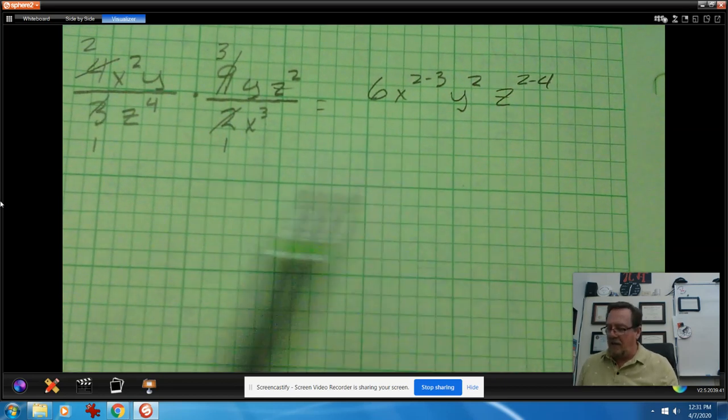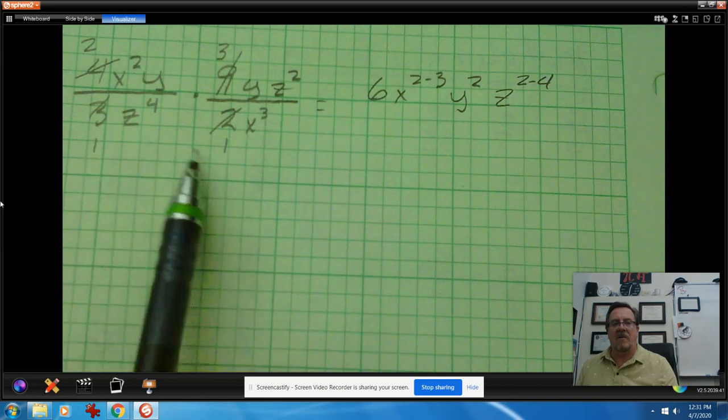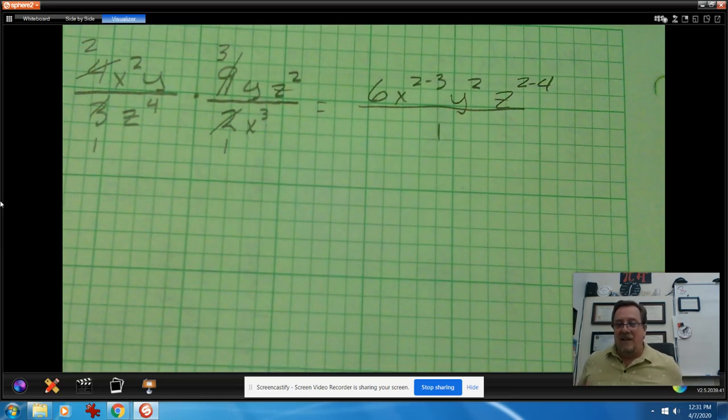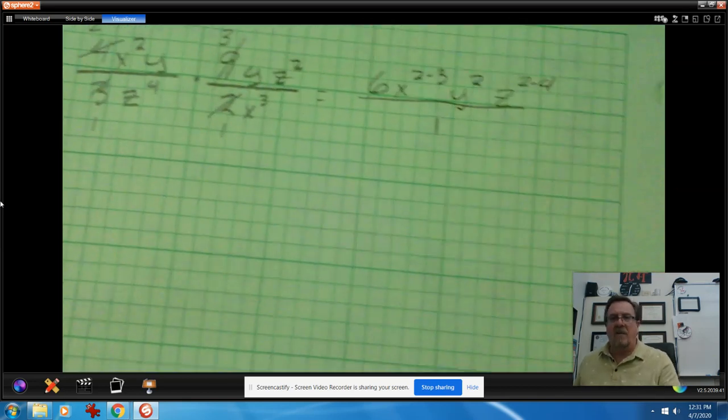Have we taken care of everything? Well, I took care of the z's. Yeah. I took care of the x's. Yeah. I got 1 times 1 on the bottom, so I could put that all over 1. But you know what? You can always put something over 1. We don't really have to write it that way. But let's see what we got going up here.